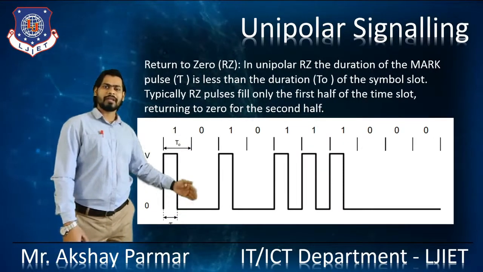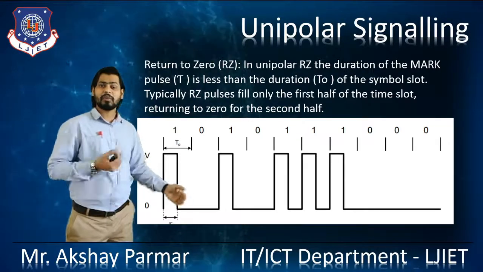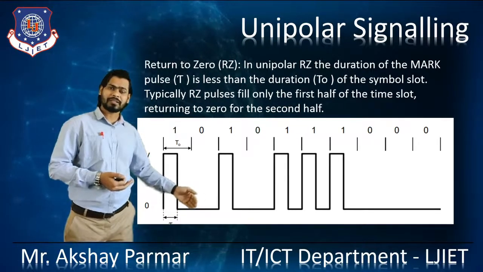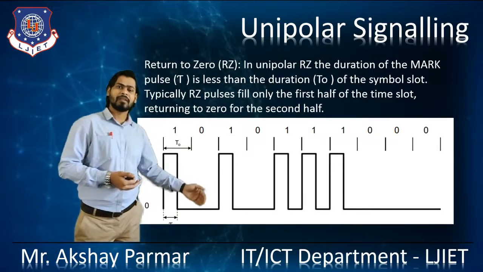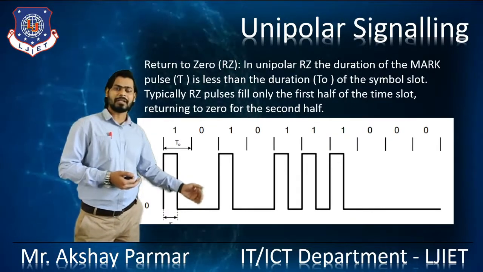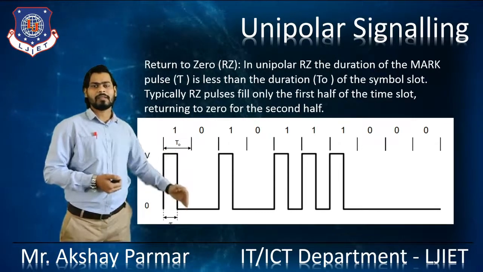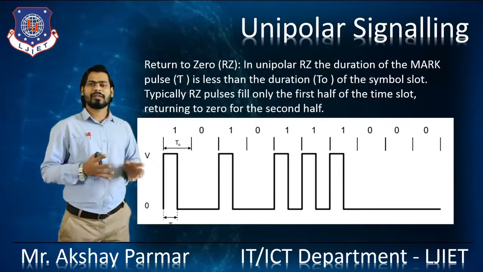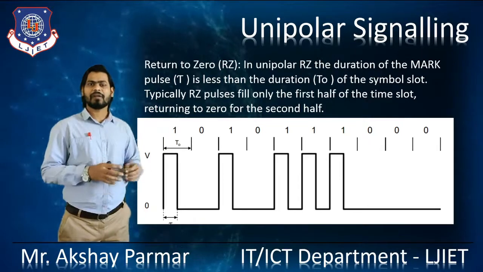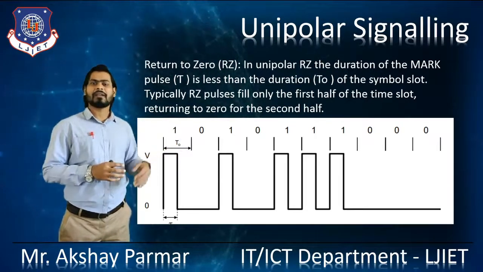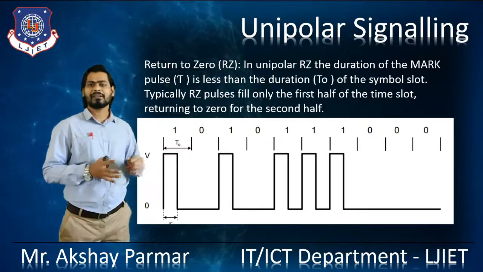In a similar way, whenever we are representing the zero, the signal is already at zero in the first half, and in the other half it represents the return to zero. So this is how you can represent the one in this formation. The RZ pulse fills only the first half of the time slot to represent that bit, and the other half is always returned to zero.